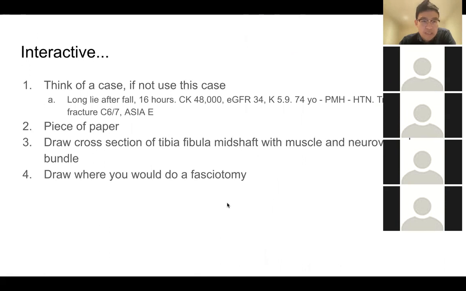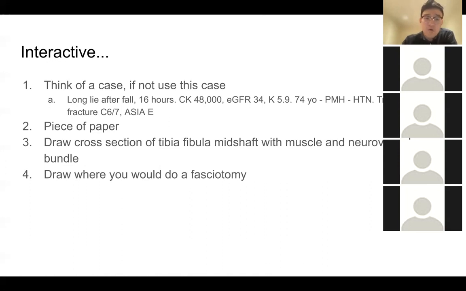So if you'd all like to think of a case of when you last saw a query compartment syndrome, otherwise I'll give you a case which we will discuss towards the end. An elderly patient, 74, had a long lie of 16 hours, with an admission CK, creatine kinase, of 48,000 and an eGFR of 34. He transected his cord with a fracture at C6-7, and he is functionally quite bad with spinal cord injury.